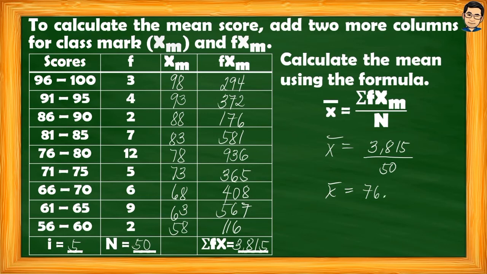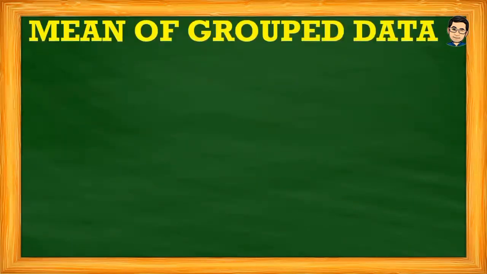76.3. Or pwede natin yang i-round off, 76. So, ibig sabihin, yun po yung mean score, yung average score ng students. So, I hope naging clear sa inyo yung first method.